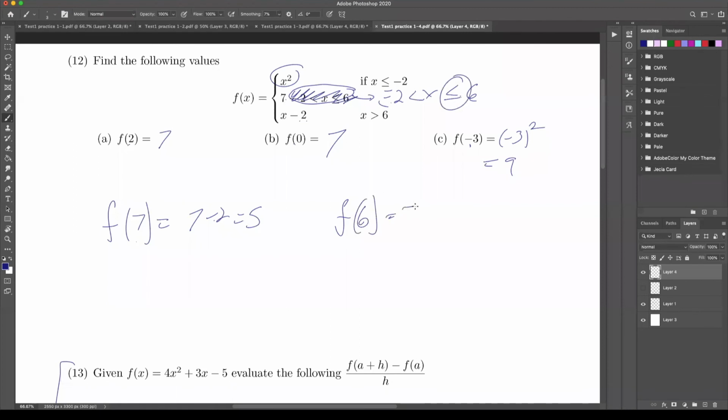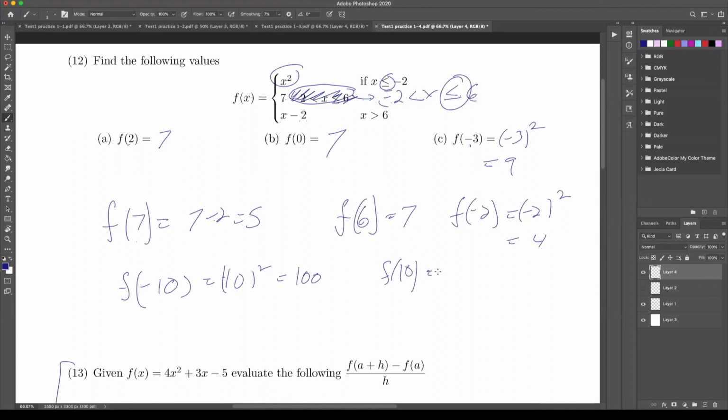Okay, when x is 6, here is the equals over here. So this once again will be 7. When x is minus 2, this is where the equal sign is, and so we're using negative 2 squared, which is equal to 4. When x is minus 10, it's less than negative 2, so we're using this, so it'll be negative 10 squared, which is 100. And when x is positive 10, here it's greater than 6, so we use this. This will be 10 minus 2, which equals 8.